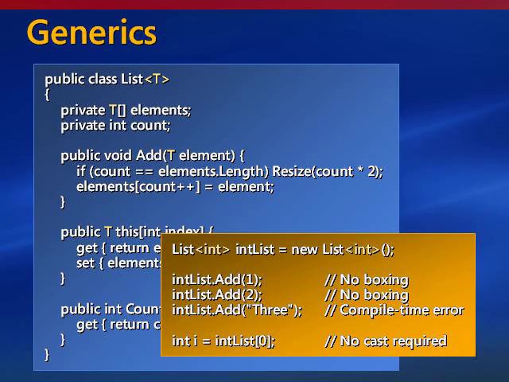Now, you may wonder, how does that actually work? First, when this list class is compiled, it's really just like a normal list without a type parameter. The compiler compiles it and produces IL and metadata. And of course, it encodes in the IL that there were type parameters on the class.